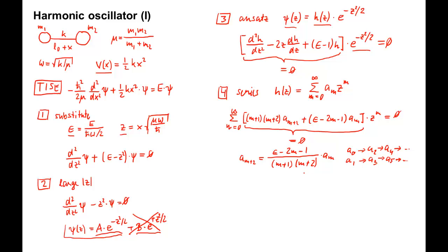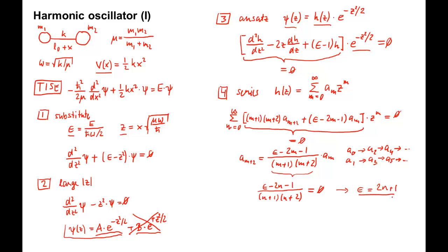That means there must be a maximum m, let's call it n, above which all coefficients a_m are 0. In other words, there must be an n where this here equals 0. Let's write it out. Epsilon minus 2n minus 1 divided by n plus 1 times n plus 2 equals 0. n could be any integer: 0, 1, 2, and so on. This expression can only be 0 if the numerator is 0, which leads us to epsilon equals 2n plus 1.